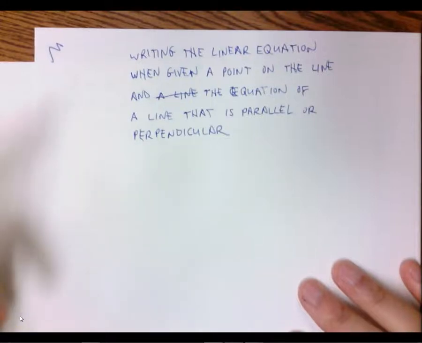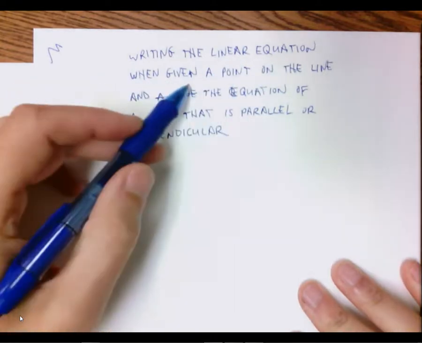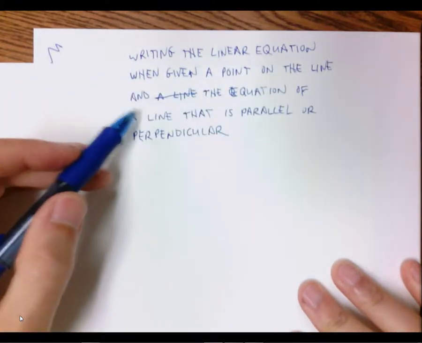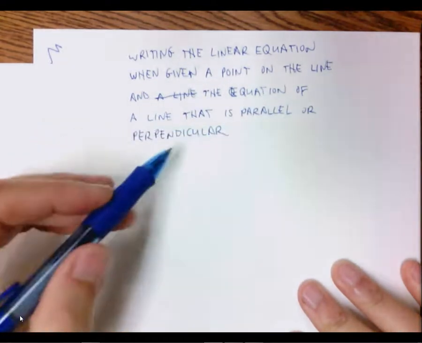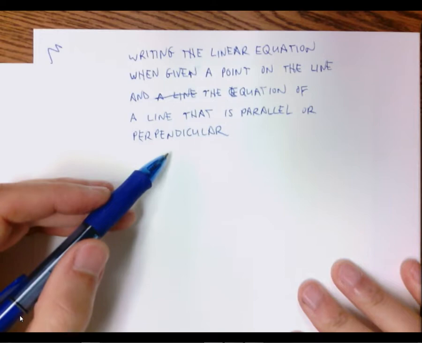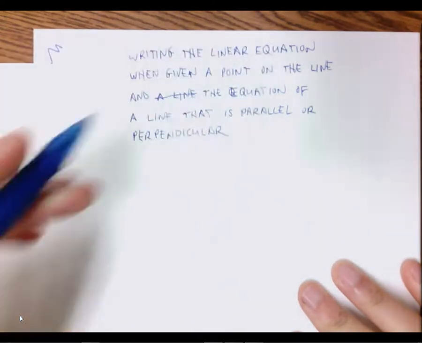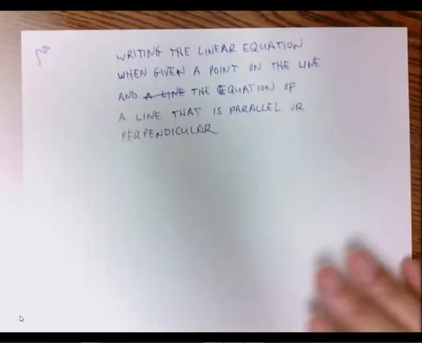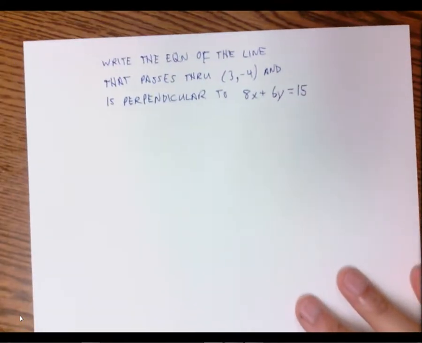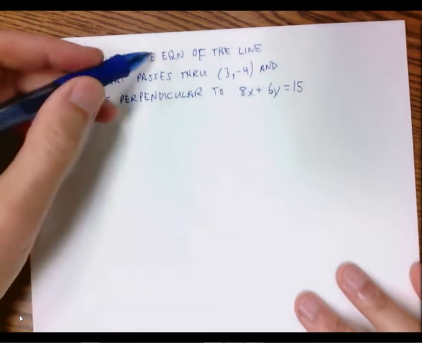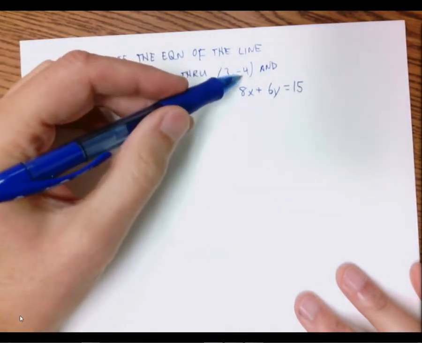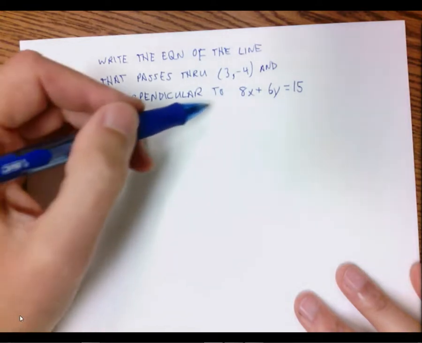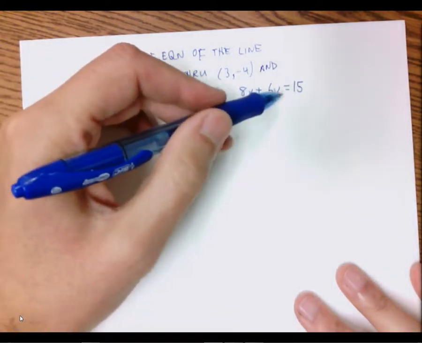I wanted to give you an extra example of how to write the linear equation when given a point on the line and the equation of a different line that is parallel or perpendicular to the line that we need to write the linear equation for. Okay. Now, here's the specific situation. In this case, we're going to write the equation of the line that passes through the point 3, negative 4 and is perpendicular to 8x plus 6y equals 15.